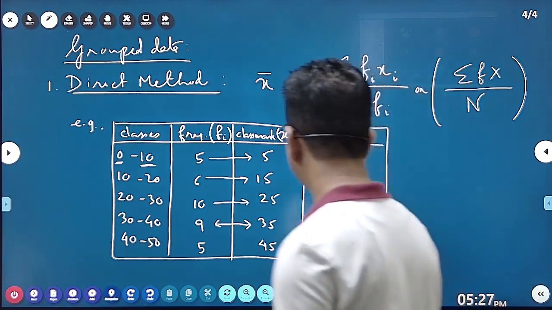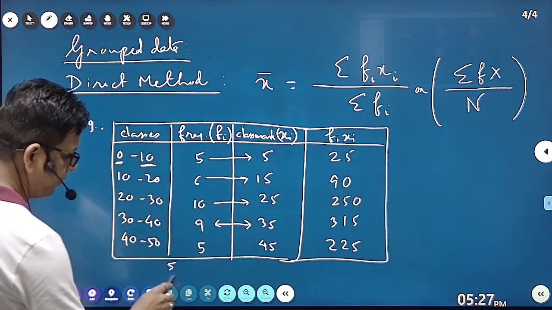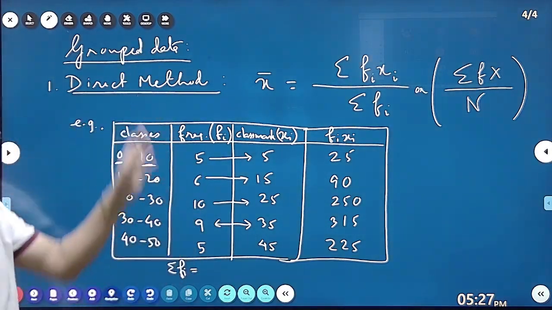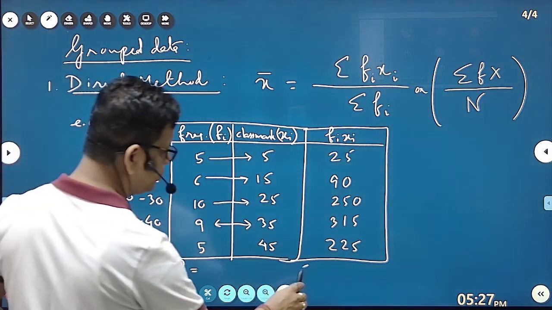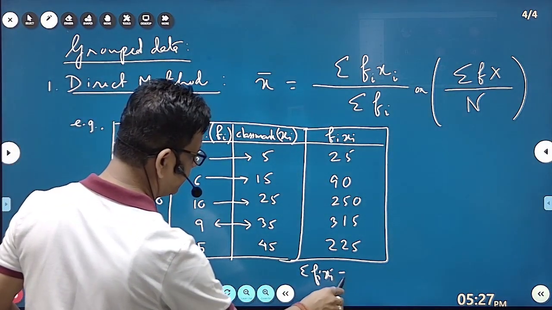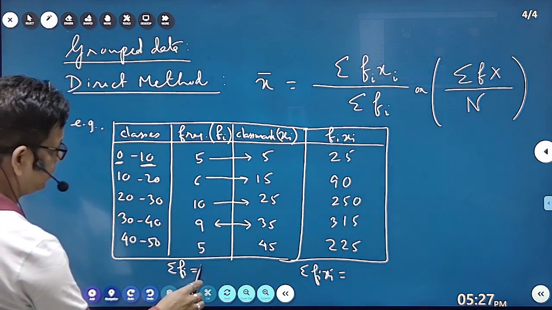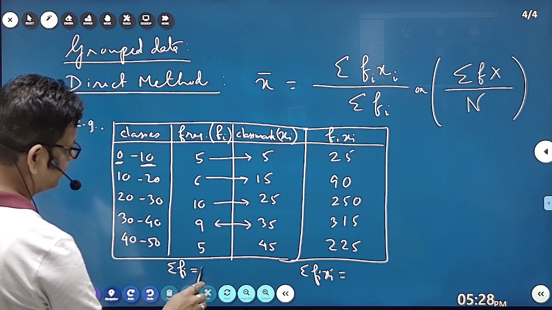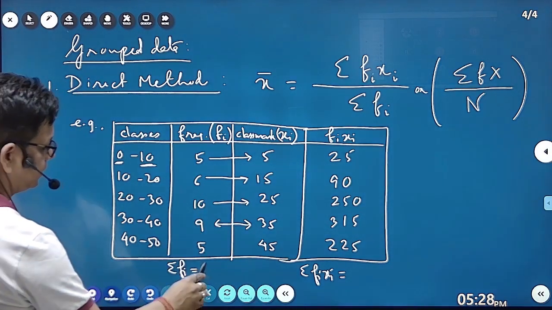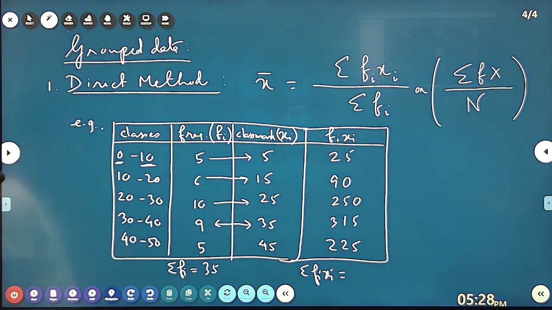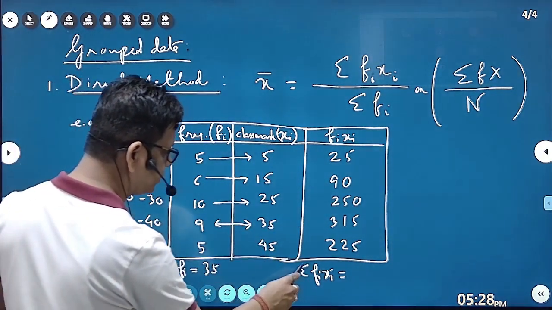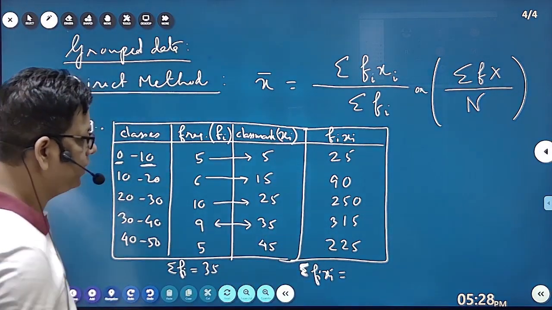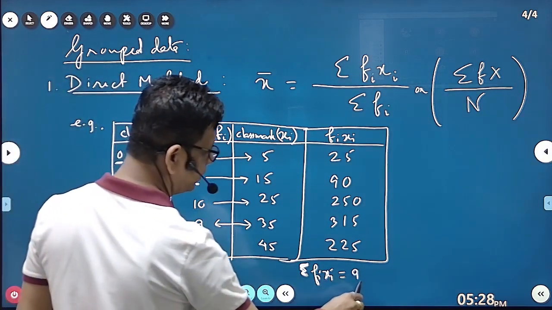So just one addition is there. You need to find summation of fi. Always keep a note, for group data, this summation of fi we need to find out, and also summation of fi xi. Now at these numbers, summation of fi is 35. Yes. So we also add these numbers here: 25, 90, 250, 315, 225, making 905.